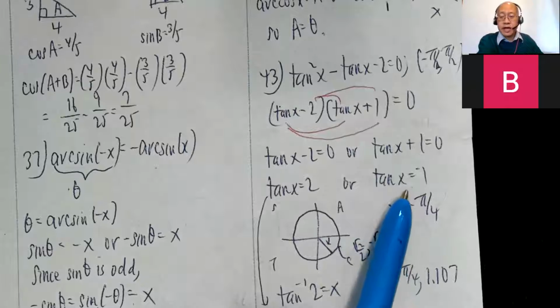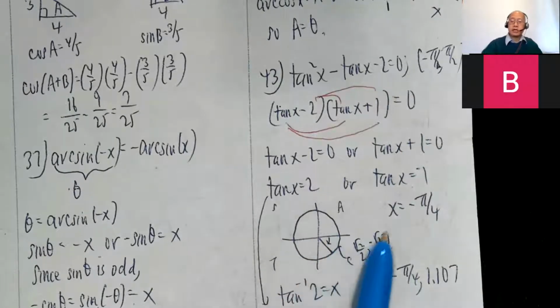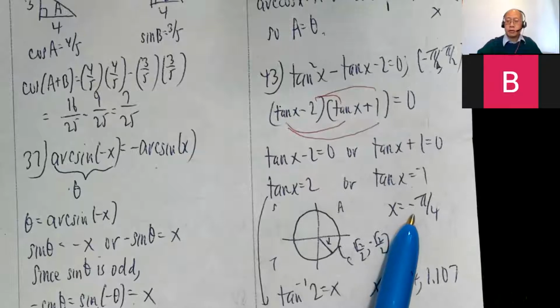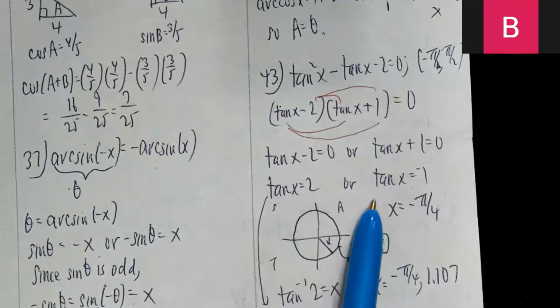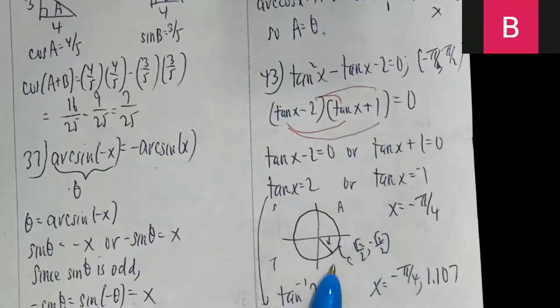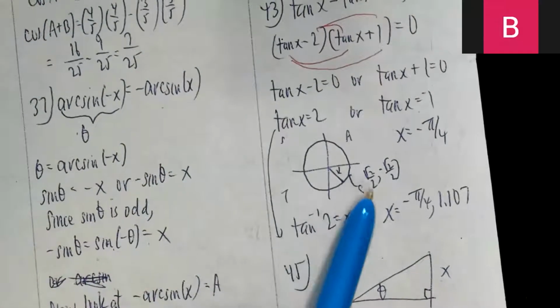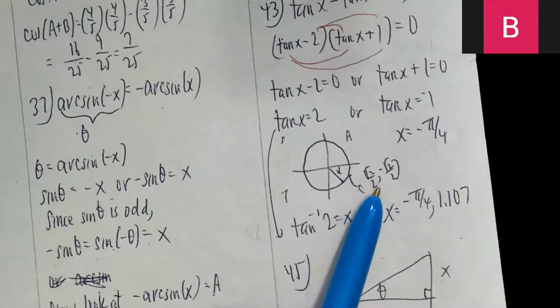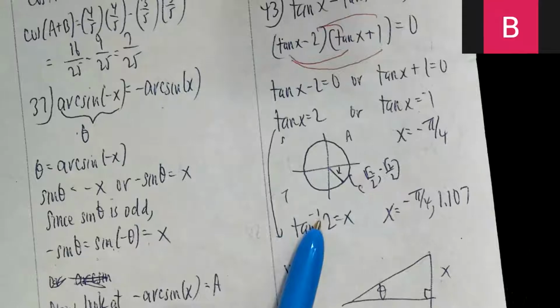Tangent of what angle is negative 1 between negative pi over 2 and pi over 2? The only such angle is negative pi over 4. In this case, you could just say arctangent of negative 1 is negative pi over 4. This is just some extra: this is the point radical 2 over 2, negative radical 2 over 2. You don't really need that, though it does show that the ratio is negative 1. The other value of x is inverse tangent of 2, which is not a nice number.